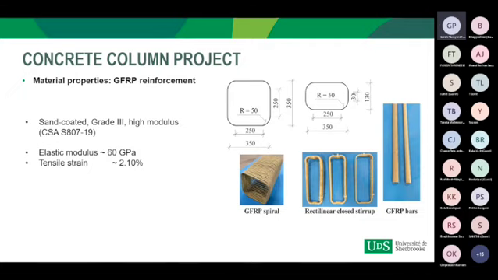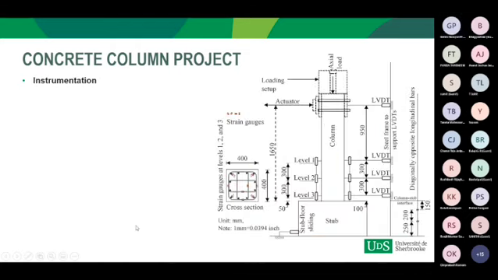The elastic modulus was approximately 60 gigapascal because this is grade 3, whereas if you select grade 1, those have around 40 gigapascal elastic modulus. I think this is similar to the GFRP sheets or fibers you use, and the tensile strength was around 2.1%. These figures show the GFRP bar, the cross ties, and the GFRP spirals used in the study.